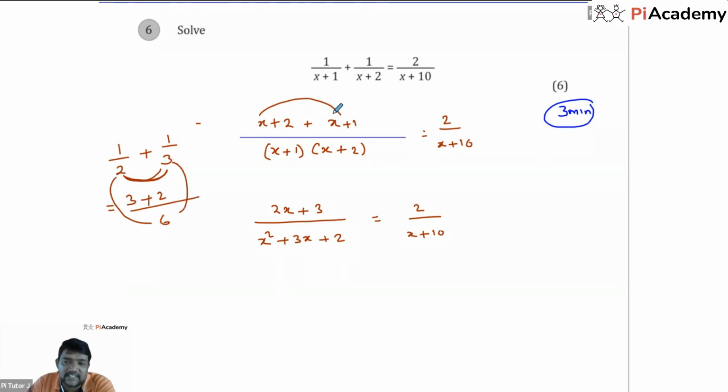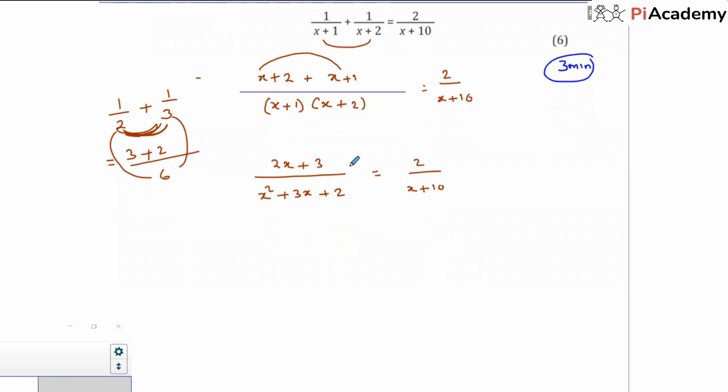So 3 plus 2. The similar thing I'm doing here: (x plus 1) times (x plus 2) is the denominator, like here it is 2 times 3. And then (x plus 1) goes (x plus 2) times, and (x plus 2) goes (x plus 1) times. 2 goes 3 times and 3 goes 2 times, in 6. Did you understand? Yes, sir. So you have 2x plus 3 over x squared plus 3x plus 2 is equal to 2 over (x plus 10).